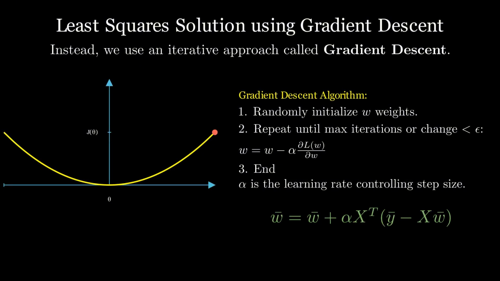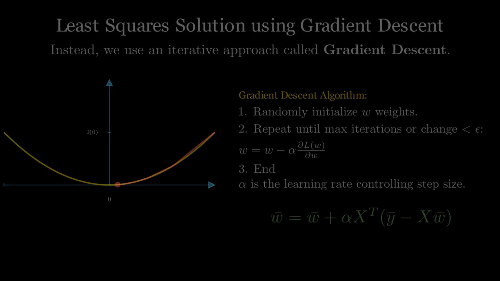1. Randomly initialize weights. 2. Repeat until a certain number of iterations are passed, or if the change in loss is less than a threshold eta. 3. Update omega by subtracting alpha times the derivative of the loss with respect to omega. And this was the mathematics behind linear regression. I hope this video equipped you with the understanding behind this model.